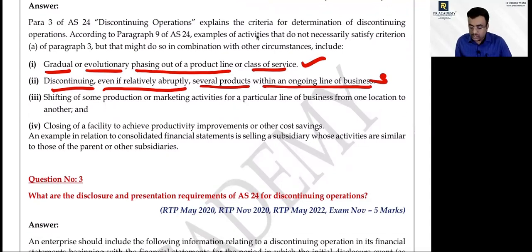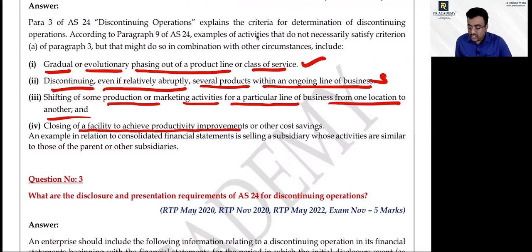Shifting of some production or marketing activity for a particular line of business from one location to another location. Closing a facility to achieve productivity improvement or other cost savings.